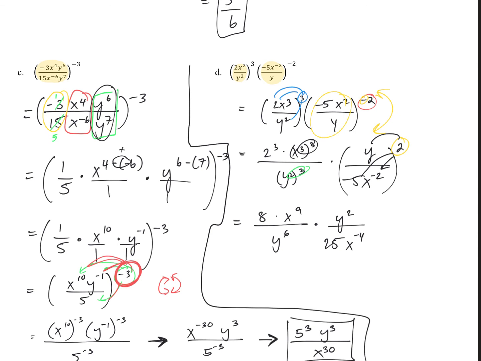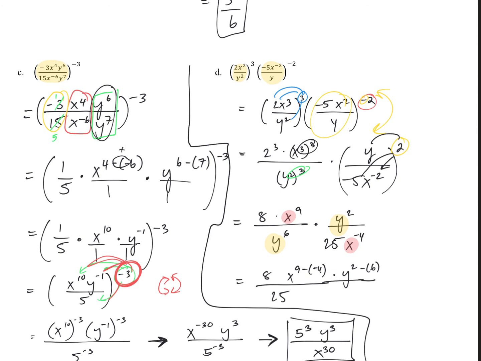All right, ooh, the end is near, I can see it. Can we do anything else? Well, we have some of the same bases. We have an x and a y and a y. So let's go ahead and combine those terms. So we have 8 over 25, x to the 9 minus negative 4 times y to the 2nd minus 6. Ooh, really running out of room here.